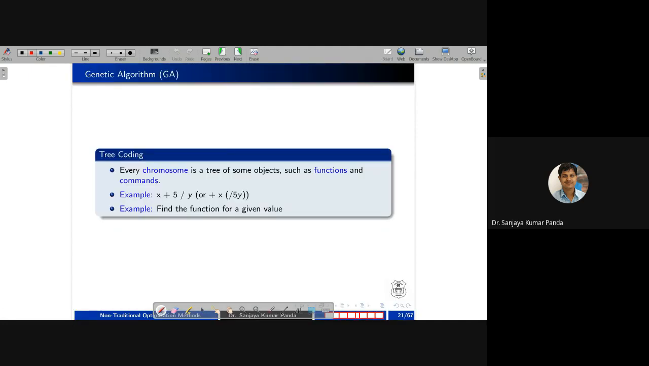Now, similarly, you can go for tree coding. In tree coding, we are using various sets of functions and commands. We can use prefix representation, postfix representation, or you can represent in the form of different functions, right? Through which you can have different types of coding. Like here you can see x plus 5 divided by y. 5 divided by y can be written as divided by 5 y. Then x plus that can be represented as plus x if you go for prefix notation. So this way also you can represent a particular coding.